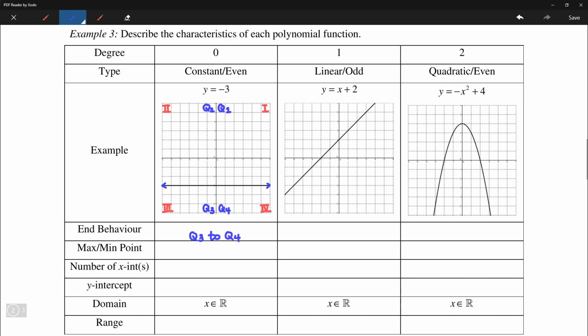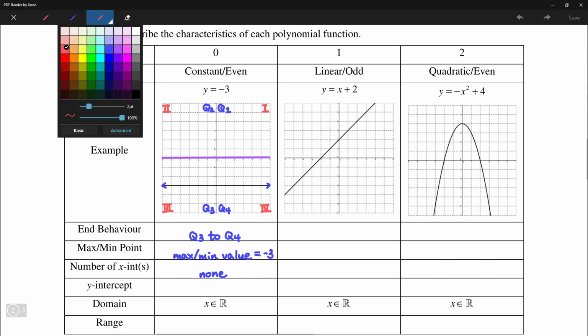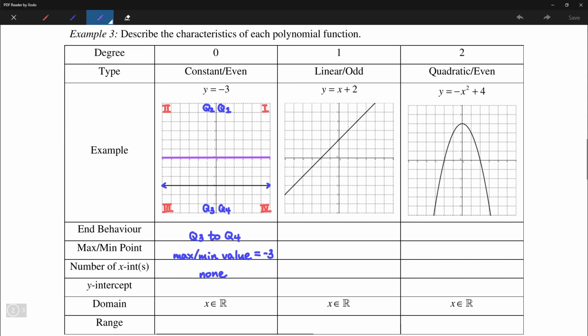Okay, next up, maximum minimum point. Well, the constant is negative 3, so the maximum/minimum value is just negative 3. Okay. Number of x-intercepts. Now, this particular constant function has no x-intercepts. However, it is entirely possible to have something like y equals 0, then it will have many x-intercepts, right?